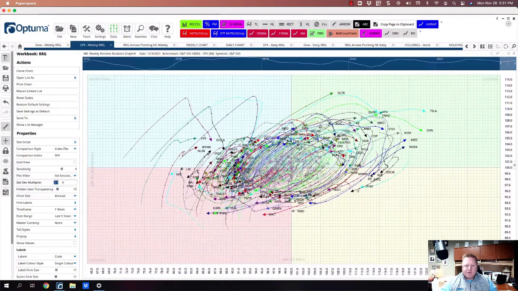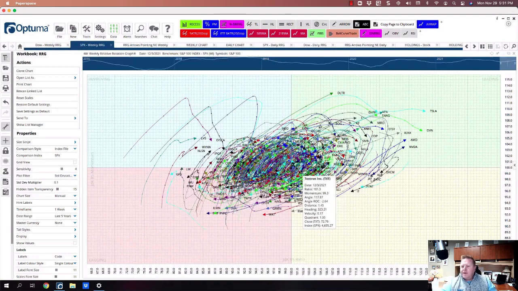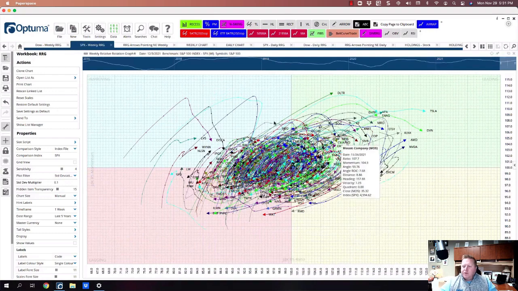But let me turn off this multiplier real quick here. I'm going to make it 0. There we go. So when I get rid of that multiplier, and I'll explain what that is in a second, you can see every individual stock on the S&P 500 in this RRG.